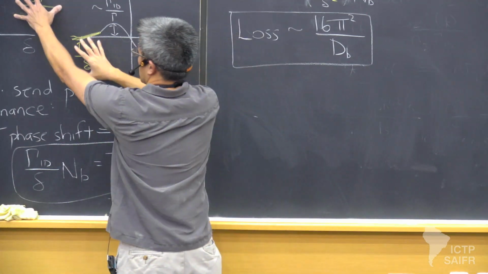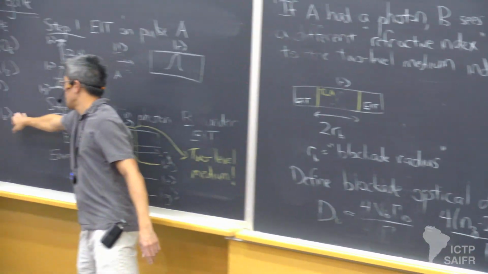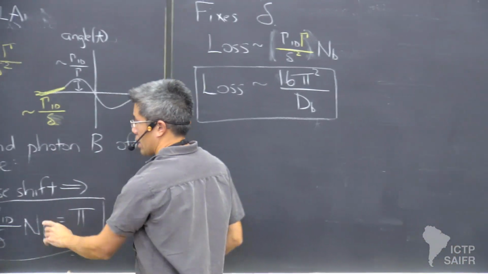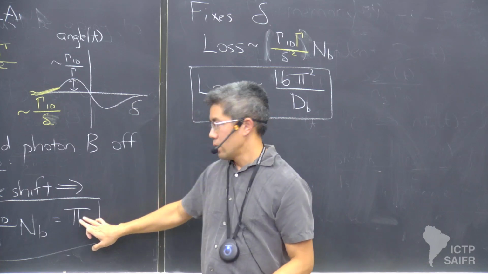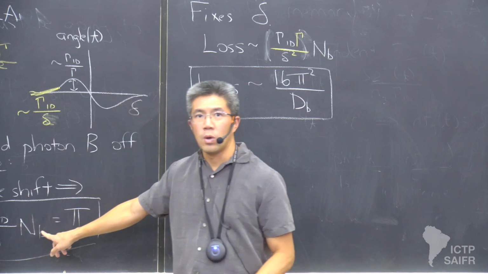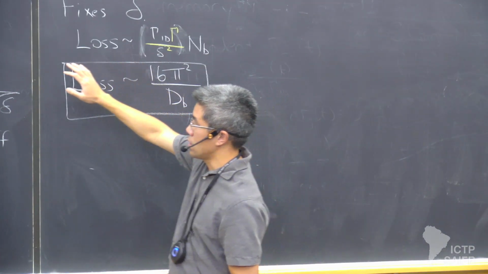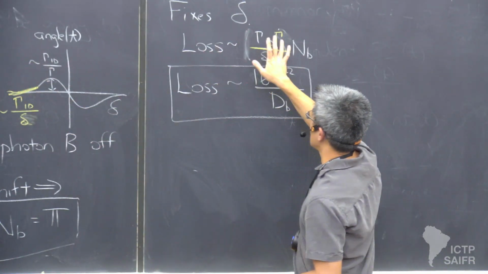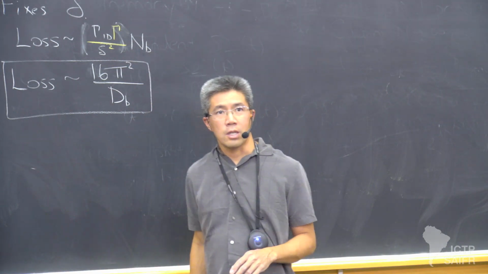So then, if you believe these two results, my goal to get this extra minus sign, or this pi phase, is that I want the phase shift per atom times the number of atoms in this blockade region to be pi. That fixes the ratio of gamma 1d over delta to be 1 over the number of atoms in the blockade region. And now if I want to calculate the absorption, I should take the absorption per atom, gamma 1d times gamma over delta squared, times the number of atoms. So that's my total attenuation through the blockade region.